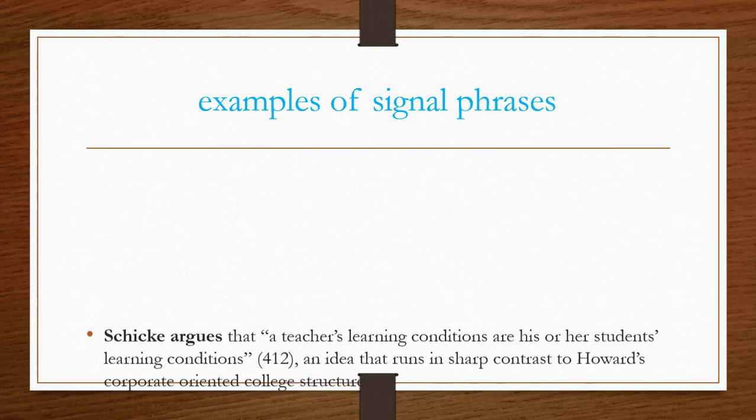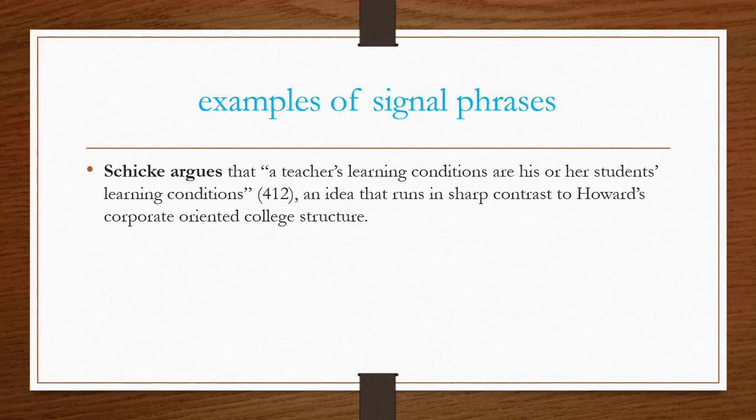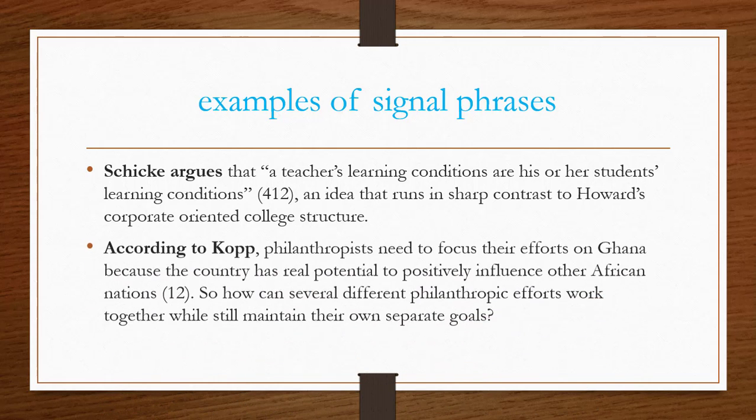Here are some examples of signal phrases. Schicky argues, and according to Kopp. These are pretty common signal phrases, and in a signal phrase you'll typically see the author's name and some kind of verb like argues. According to Kopp is another. According to is another very popular one.